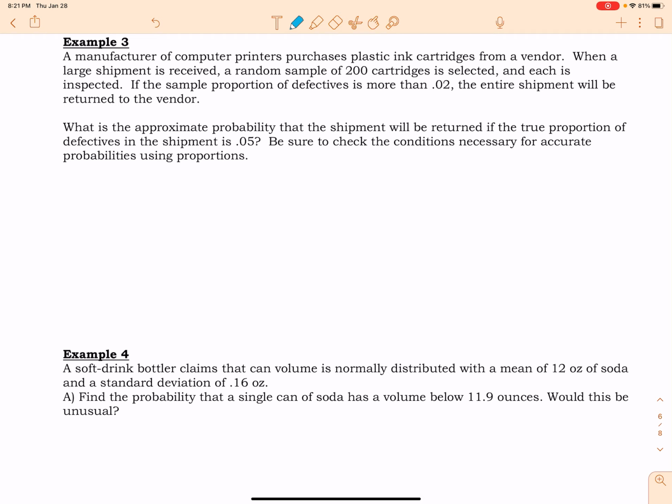Okay, so we have a manufacturer of computer printers that purchases plastic ink cartridges from a vendor. When the shipment is received, a random sample of 200 cartridges is taken and each is inspected. If the sample proportion of defectives is more than 2%, the entire shipment will be returned to the vendor. What is the approximate probability that the shipment will be returned if the true proportion of defectives in the shipment is 0.05? Be sure to check the conditions necessary for accurate probabilities.